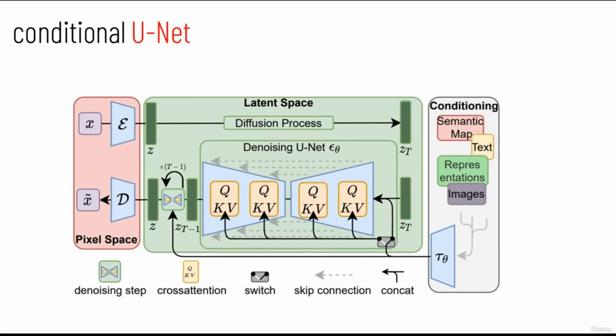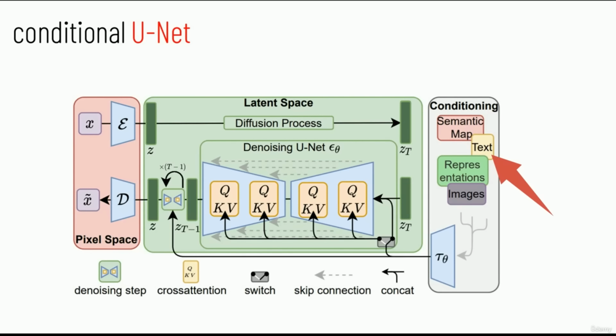Hi, in this lecture we will talk about conditional U network. Here in this stable diffusion model, we will be able to control what our stable diffusion model will generate. So how can we do that? There are many different things that we can use for conditioning, like semantic map, text, representations, and images. Let's say that we want to create an image using our stable diffusion model based on a specific text. So how can we do that?